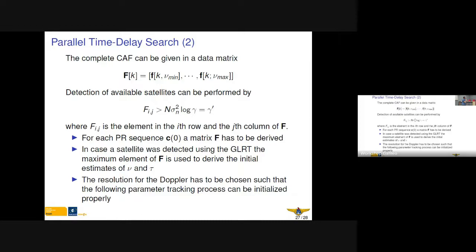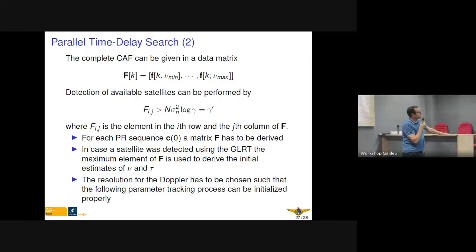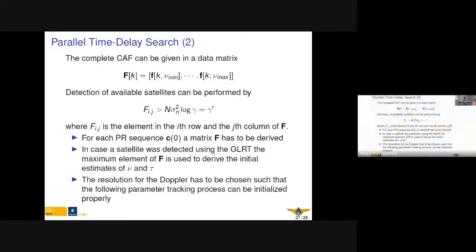So for each PR sequence C of 0, a matrix F has to be derived. So for each sequence, for each satellite, we can get one of these matrices. In case a satellite was detected, so if one of the elements is larger than the threshold, using the GLRT, the maximum element of F is used to derive the initial estimates of Doppler and delay.